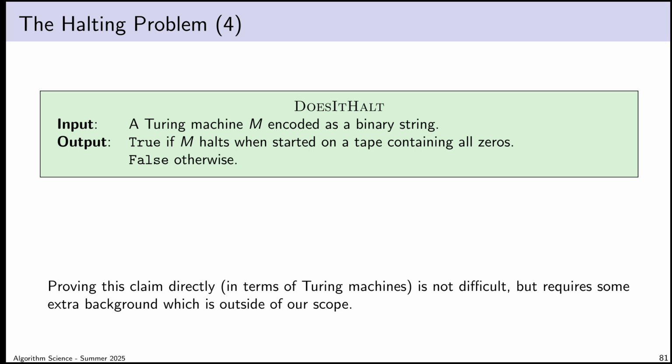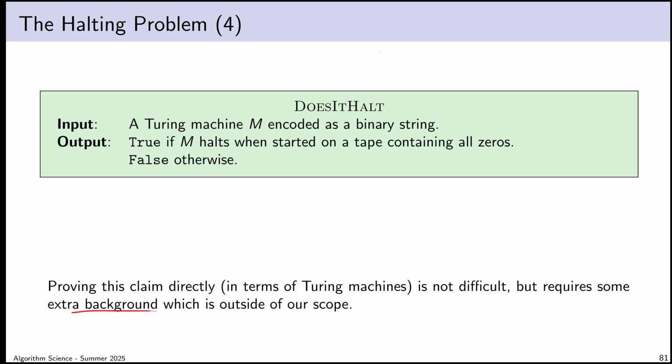And actually, if we want to prove it directly in terms of Turing machines, we need to spend a bit more time on definitions and talking about how to create Turing machines, and that isn't really relevant to our context. So I'm going to rely on the fact that I stated earlier that a language like Python is Turing complete, because we can write a Turing machine simulator in Python.